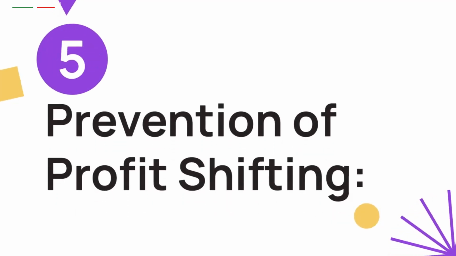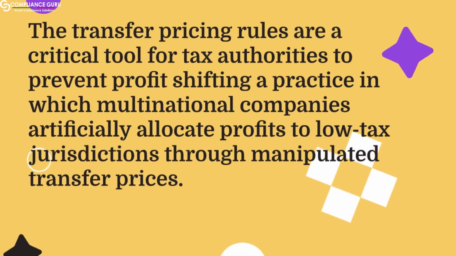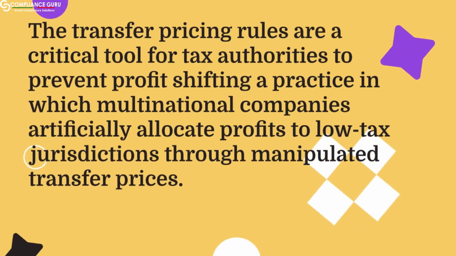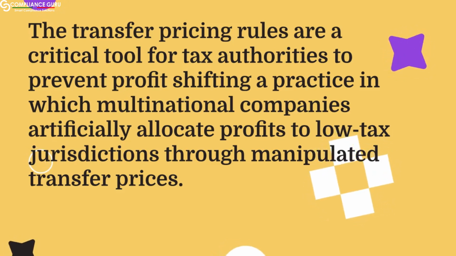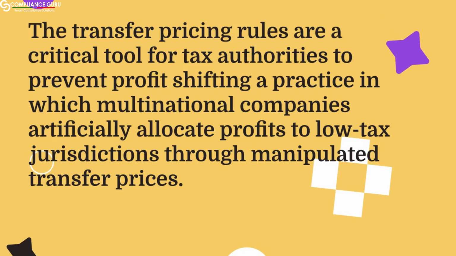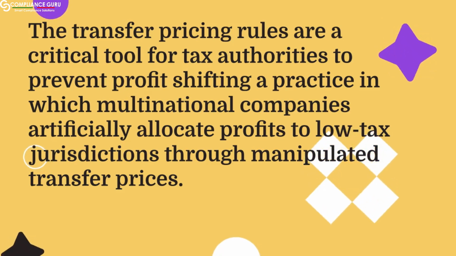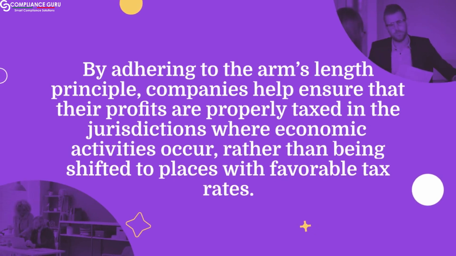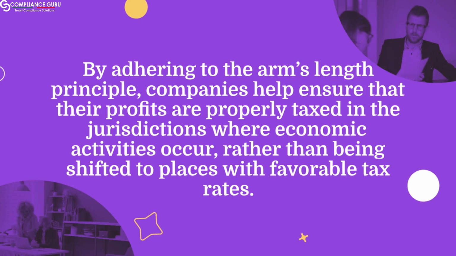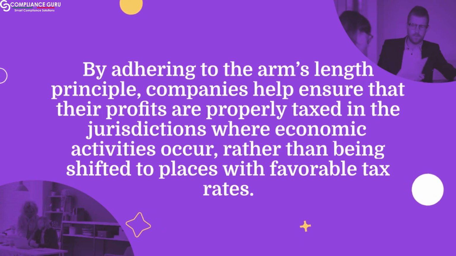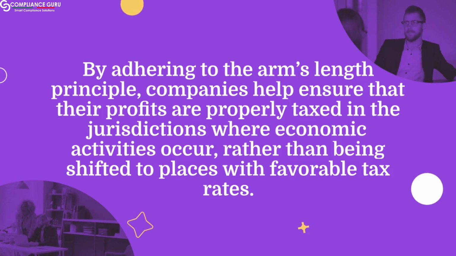5. Prevention of profit shifting. The transfer pricing rules are a critical tool for tax authorities to prevent profit shifting, a practice in which multinational companies artificially allocate profits to low-tax jurisdictions through manipulated transfer prices. By adhering to the arm's length principle, companies help ensure that their profits are properly taxed in the jurisdictions where economic activities occur, rather than being shifted to places with favorable tax rates.